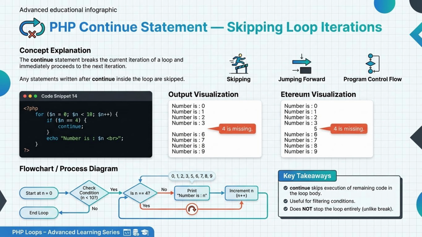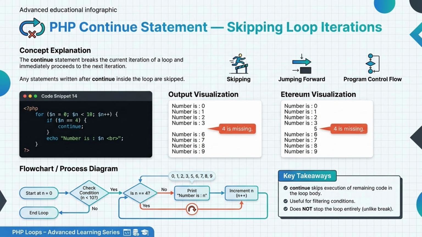The loop ends naturally only when the condition n is less than 10 becomes false. This mechanism allows fine-grained control without interrupting the overall loop structure. The key takeaways emphasize the purpose clearly.